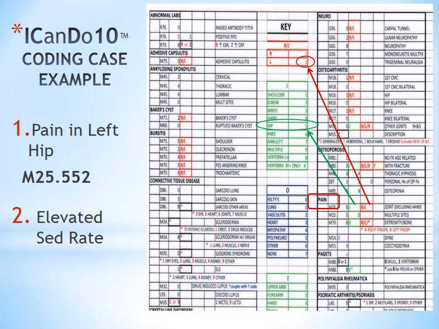Let's take another example where you don't need to use the key, but has variables built in. Elevated sed rate would take us to the section of abnormal labs. We'd find either elevated sed rate or CRP. We'd circle the corresponding number and thus build the code R79.89.